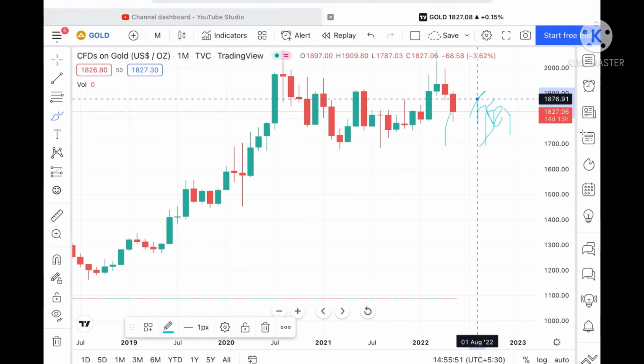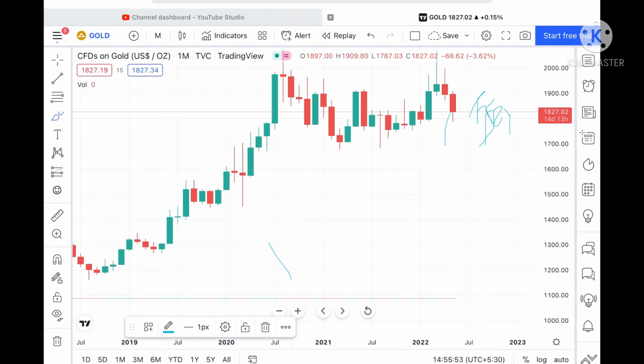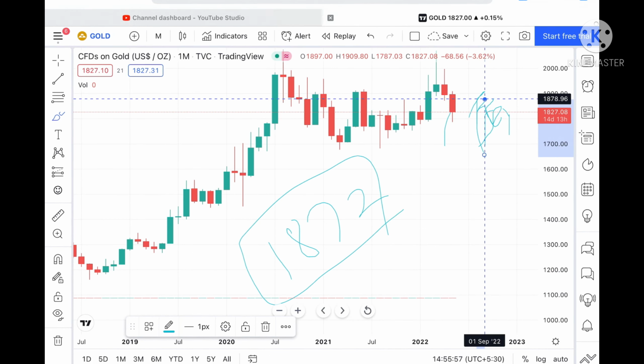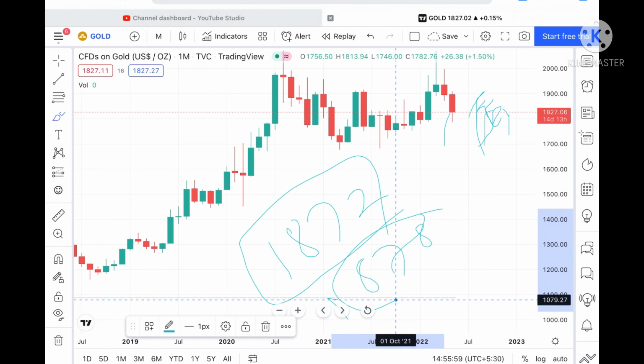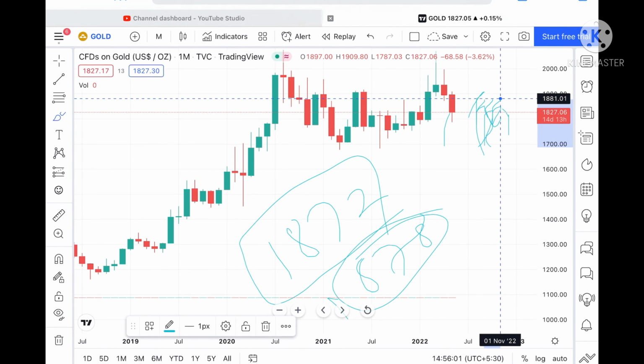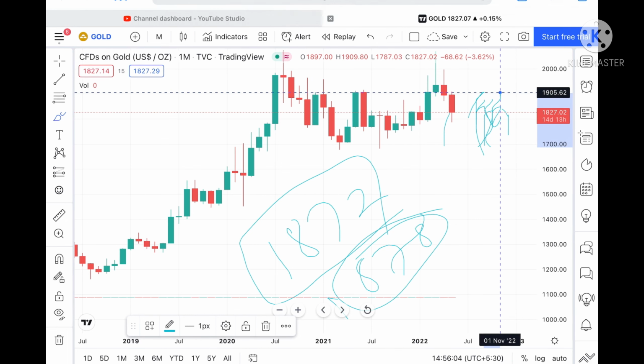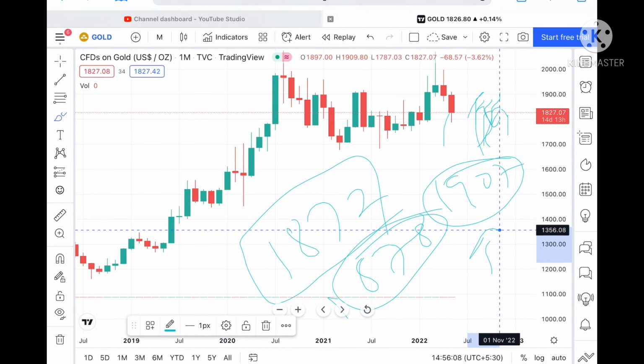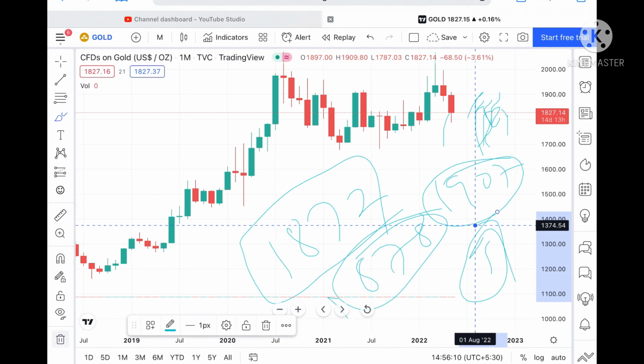Before 1878.96 we can see our resistance coming at around 1872. After that we can see a resistance at the level of 1878. Suppose the price sustains above this level, then we can see it can go further upside towards a level of 1907. And then we can see a trend towards more upside.